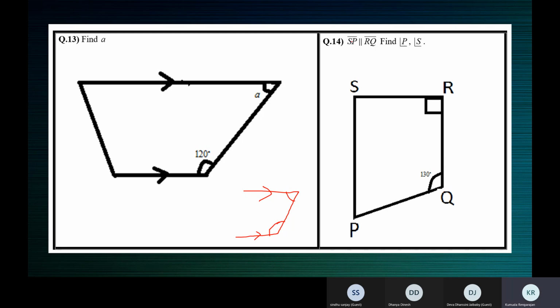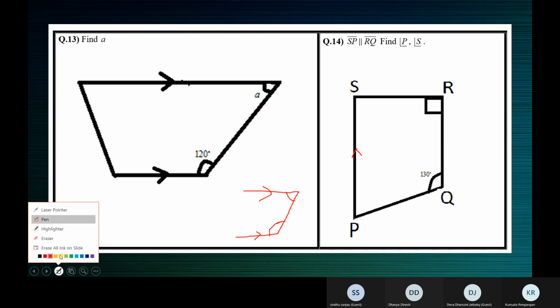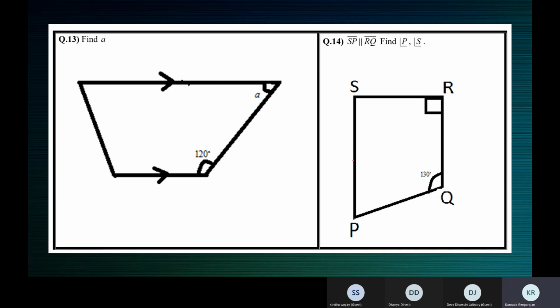Okay. In question number 14, line segment SP is parallel to line segment RQ. This is the line segment SP. Find angle P and angle S. That is, angle P meaning this one.